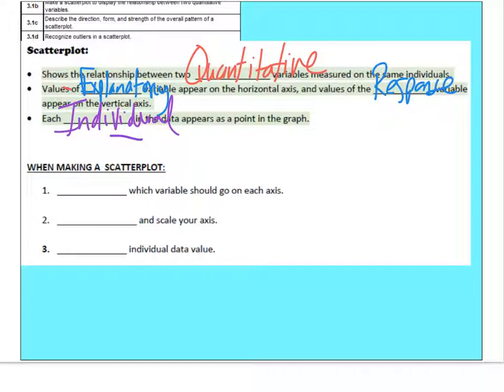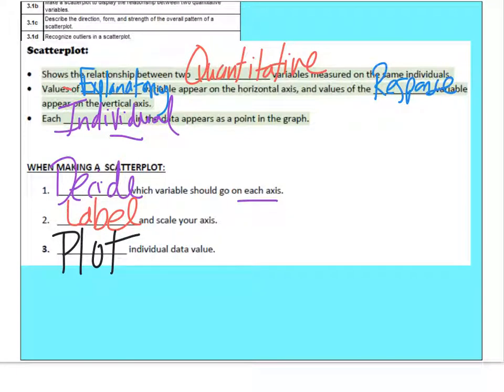Now, to make a scatter plot, it's not difficult. First thing we're going to do is decide which variable goes on each axis. Again, it doesn't matter if you do explanatory and then response or response and then explanatory. Just be careful though, whichever one you decide, label and scale the axis. You must label the x and y axis. The last step is then going to be to plot the individual data values.